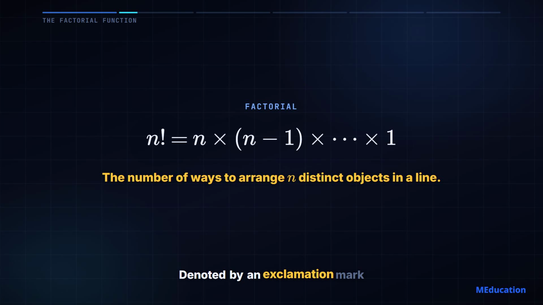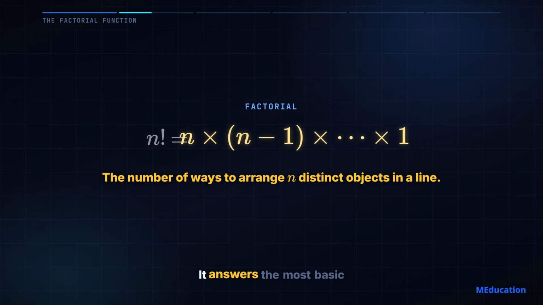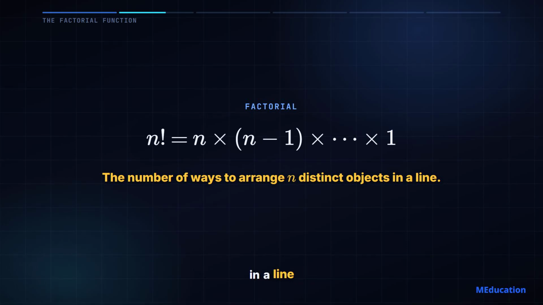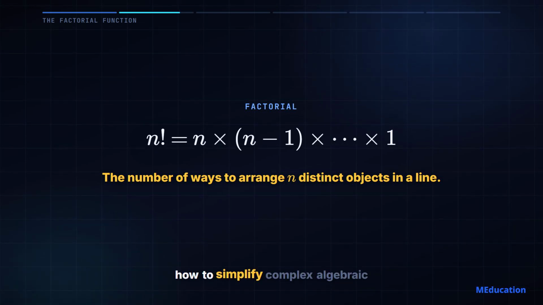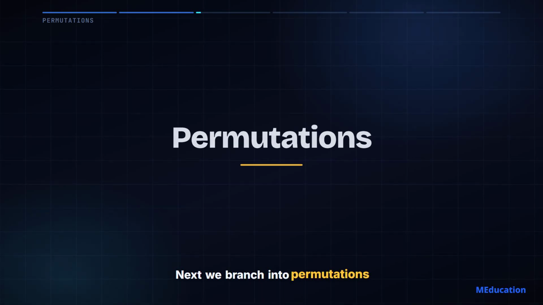Denoted by an exclamation mark, n factorial is the product of all positive integers down to 1. It answers the most basic question: how many ways can I arrange n distinct objects in a line? You will learn to evaluate these rapidly and, more importantly, how to simplify complex algebraic fractions involving factorials without relying on your calculator. Next, we branch into permutations.